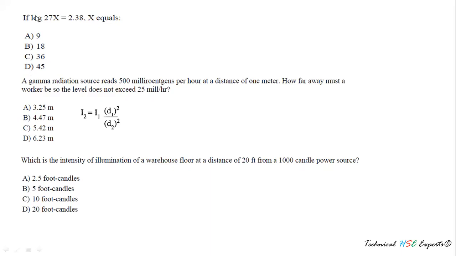See this. If log 27x is equal to 2.38, x equals how much? If we are multiplying inside the log, what happens? It becomes addition. So log 27 plus log x is equal to 2.38. Then you can identify the x value. So take the log 27 value from your calculator. It will be 1.431.